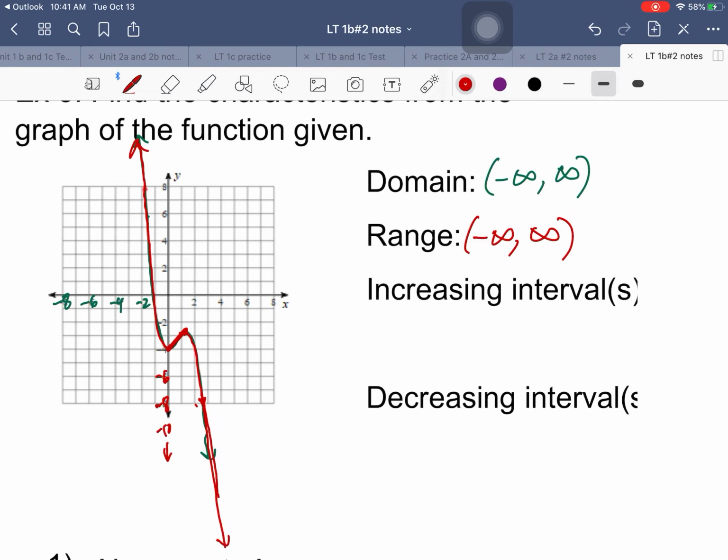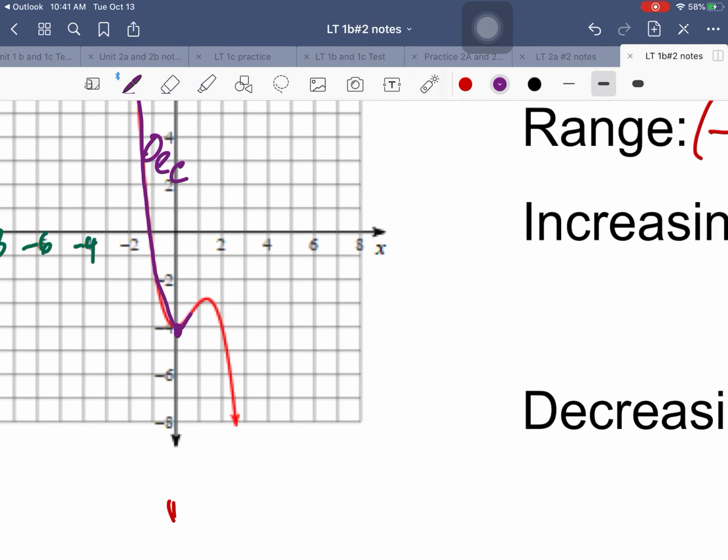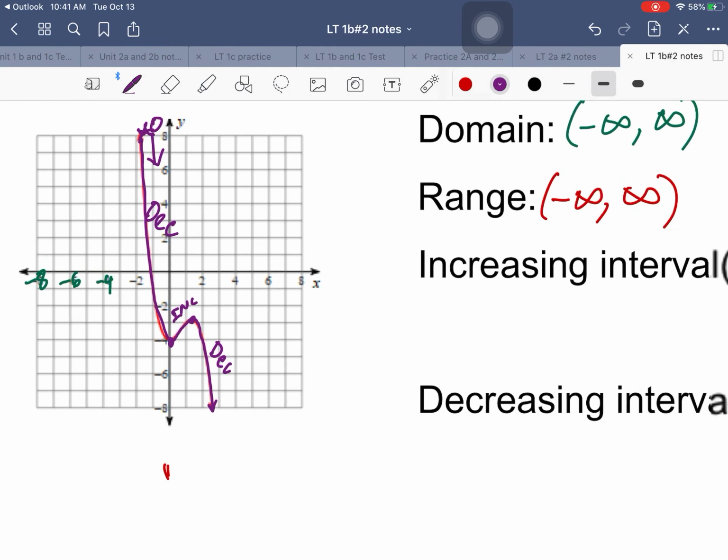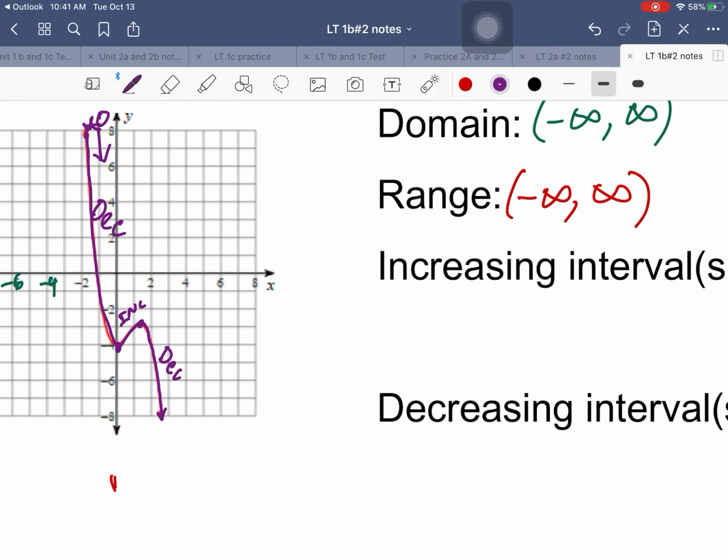Increasing intervals. Now let's look at increasing, decreasing intervals. So we start on the left side, label it, and follow the graph. As it's going down, that's decreasing. And then it has a turn, and going back up, increasing. And then it turns again and goes back down to decreasing. So it looks like we have two portions of this graph that are decreasing, one that's increasing.